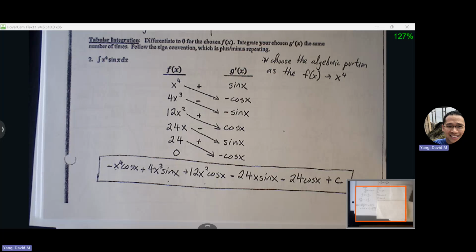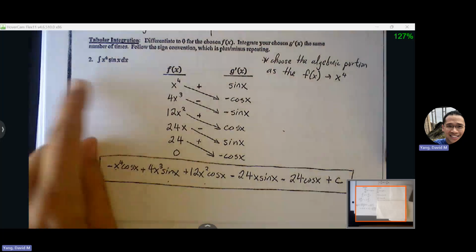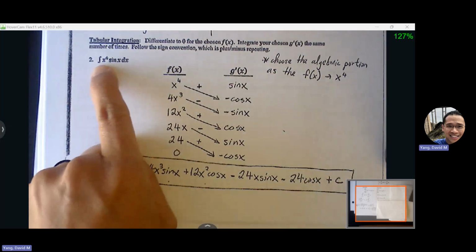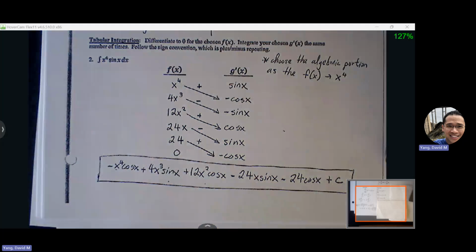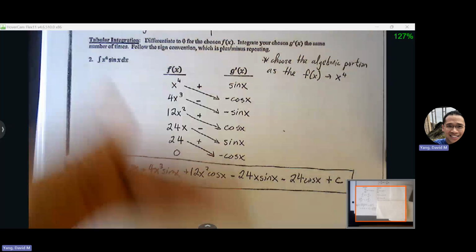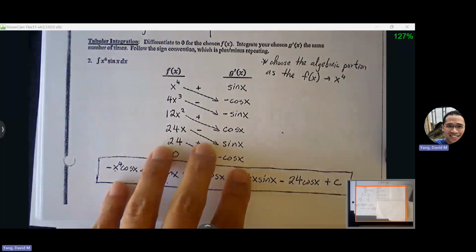What's the sign again? Sorry, say it again. What's the sign to know to use tabular? Oh, well, first off, u-substitution doesn't work. And second, you realize, oh wait, this is a good fit for integration by parts because I have two different types of functions. I have polynomial and trig, and there's no logs involved.